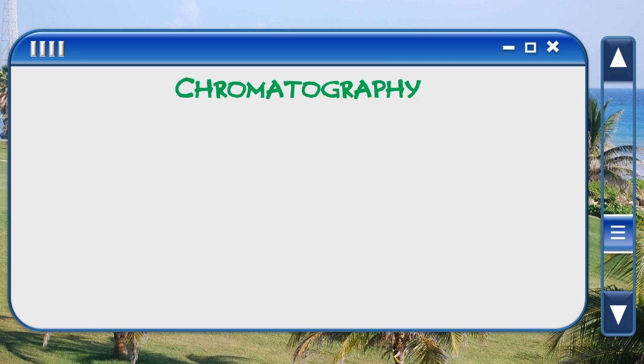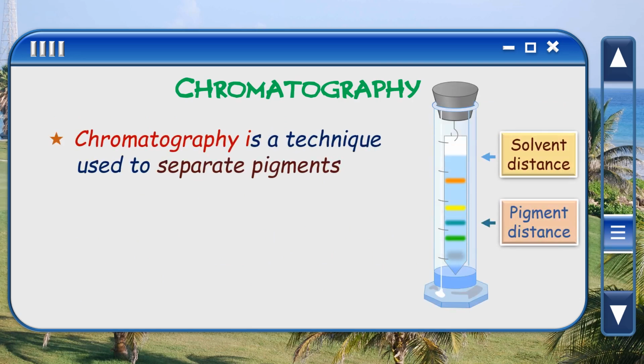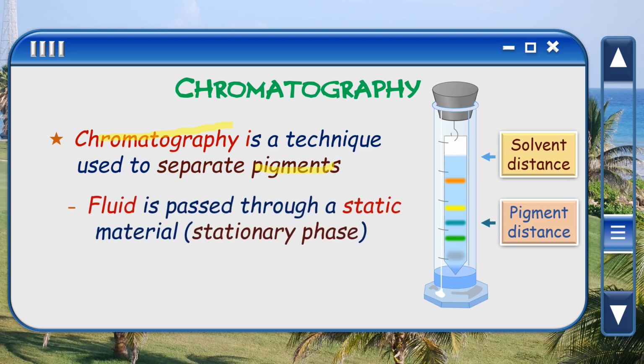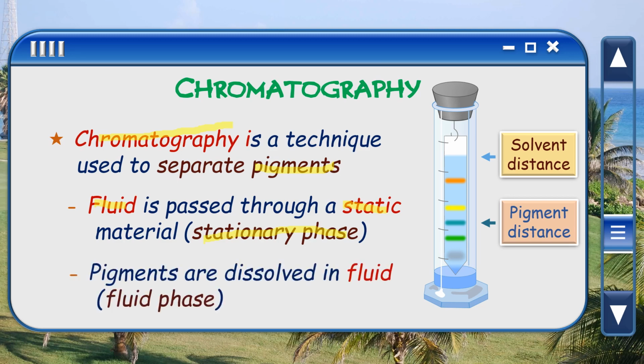Let's look at chromatography. Chromatography is a technique used to separate pigments. The fluid is passed through a static material, and that static material is what we call a stationary phase.